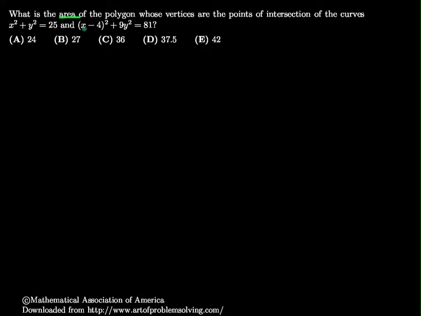So graphically, that's not going to help me too much. But whenever I'm looking for the points of intersection, I can get those by solving a system of equations. So I have x squared plus y squared equals 25. That's my first equation. And I'm going to rewrite the second one by expanding out the x minus 4. So this equation becomes x squared minus 8x plus 16 plus 9y squared equals 81.